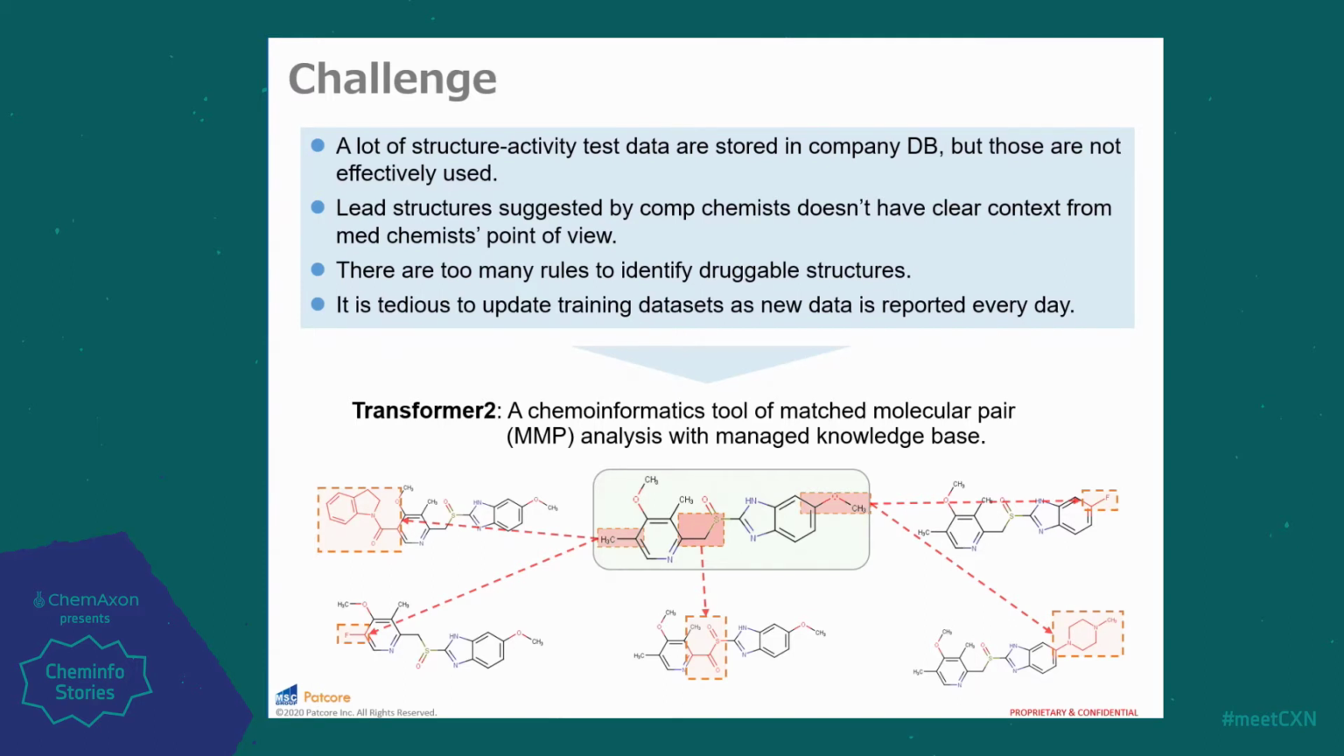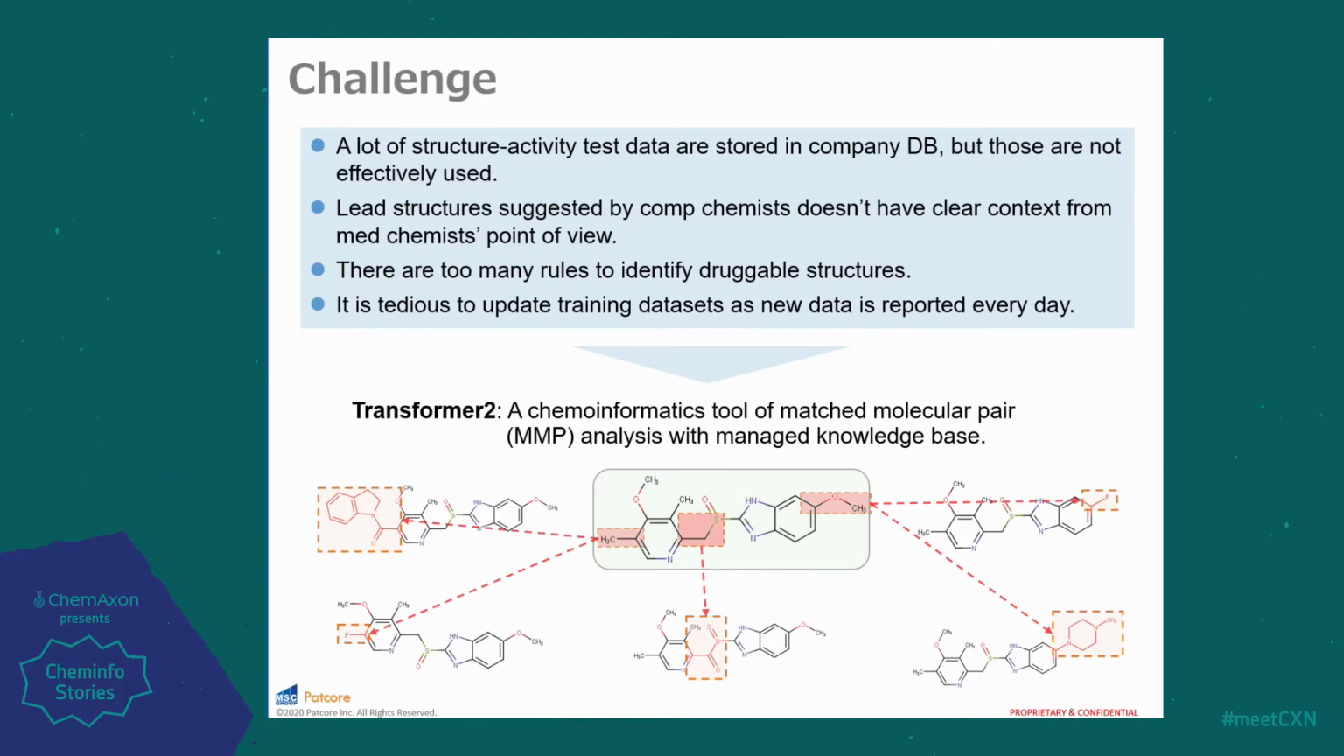This kind of data analysis is generally done by computational chemists, and they pass analysis results to medicinal chemists. At this stage, however, problems happen. From the med chemist's point of view, whose main work is not data analysis, it is difficult to interpret the analysis results. It is not sure whether suggested chemical structures are reliable enough and worth spending time for testing and synthesis.